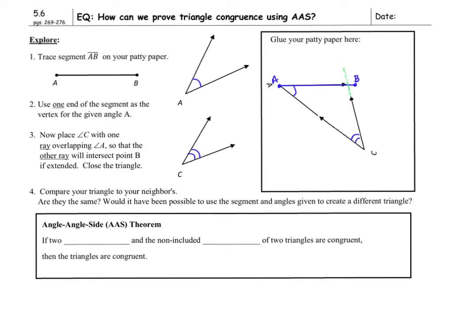So if I'm using these angles and I overlap them in some form on this segment, no matter what, my triangles will always have the same angles here. The only thing that might change with this situation is how far you overlap your rays right here. That might make the sides a little bit smaller, but in regards to the angles, they will be the same. So this leads us to the angle, angle, side theorem, which states if any two angles and the non-included side of two triangles are congruent, then the triangles are congruent.